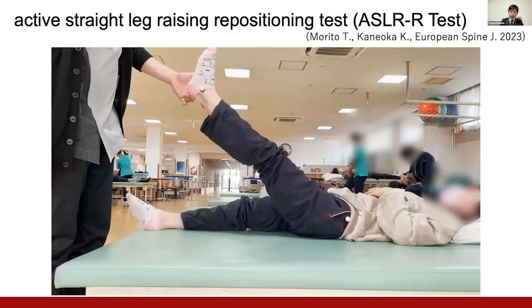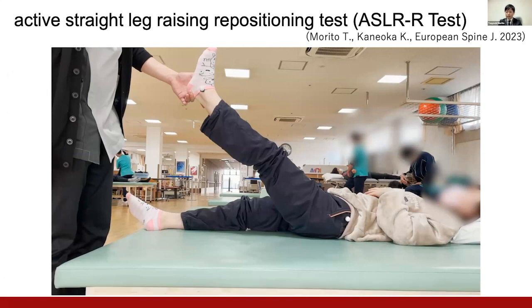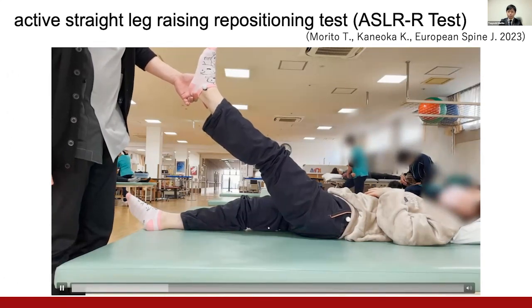This is the method of the ASLR repositioning test used in this study. Reflective markers were placed on the lateral malleolus and greater trochanter. The participants were placed in a supine position with their eyes closed. The examiner held their heel, raised their lower limb about 45 degrees and asked them to remember the angle. This angle was defined as the base angle.